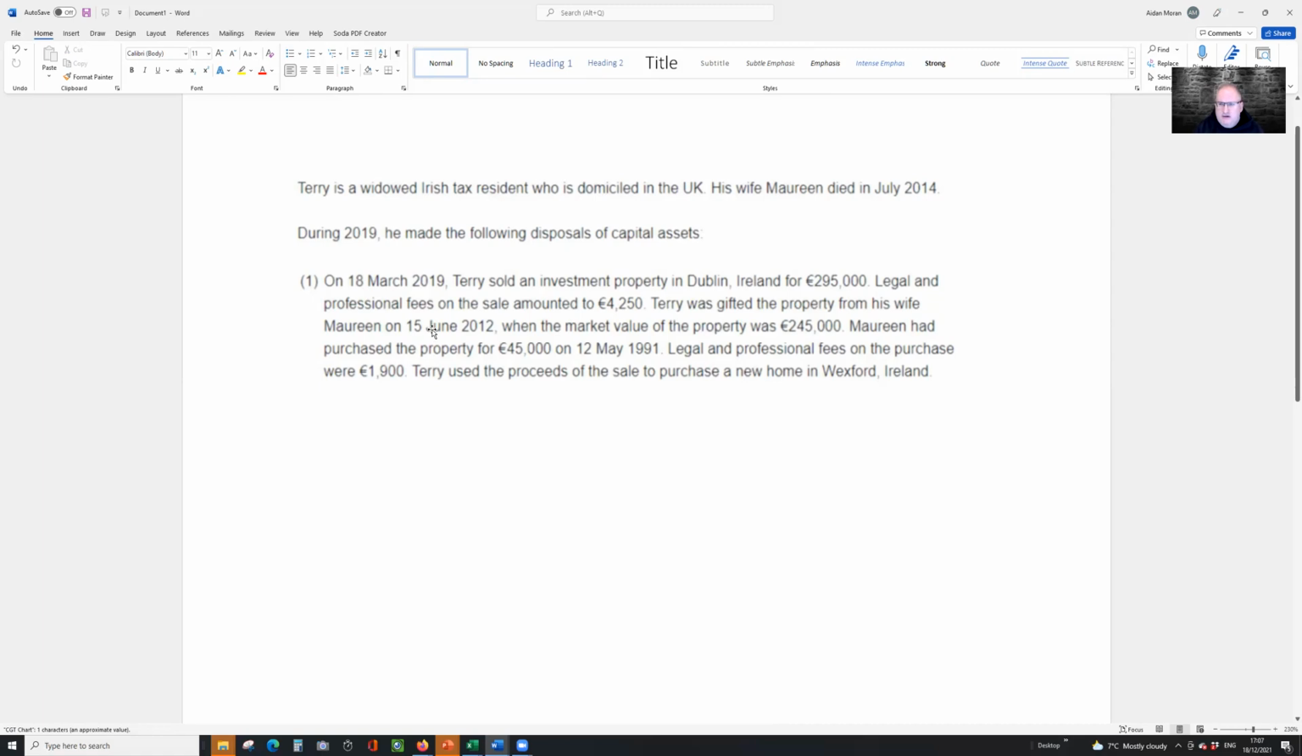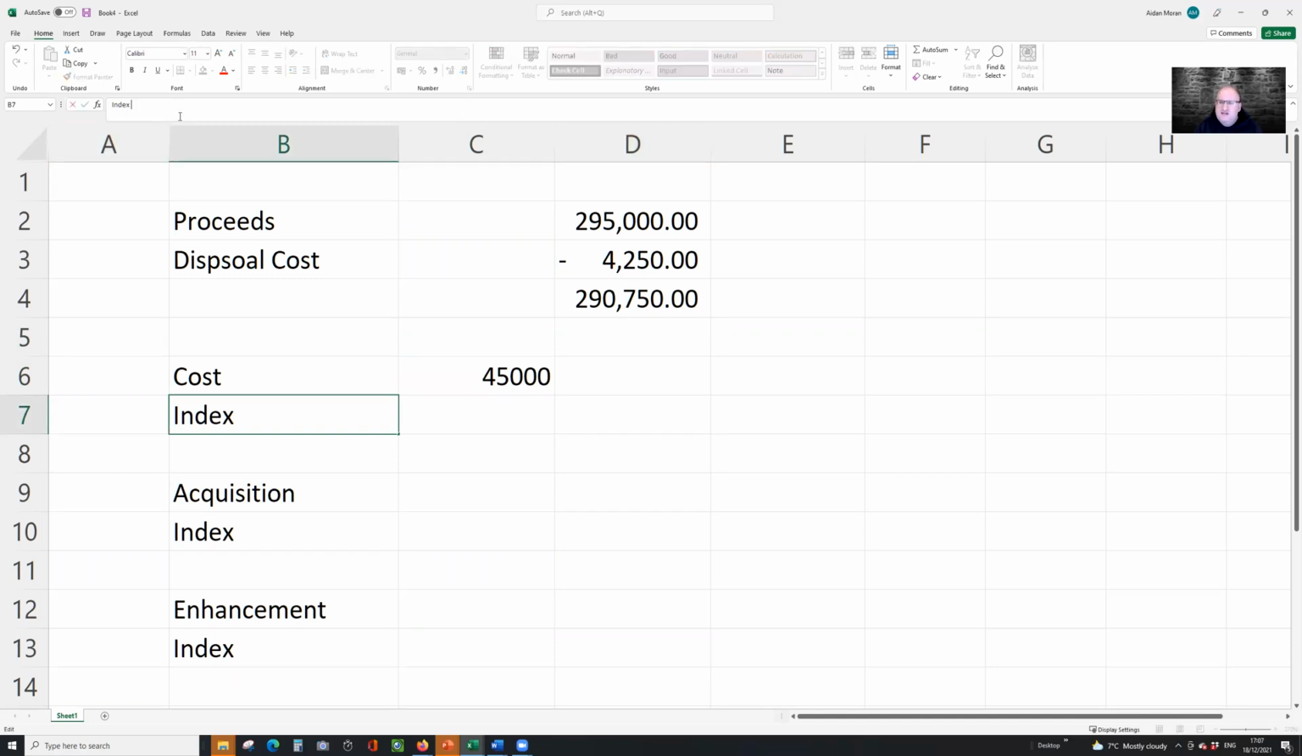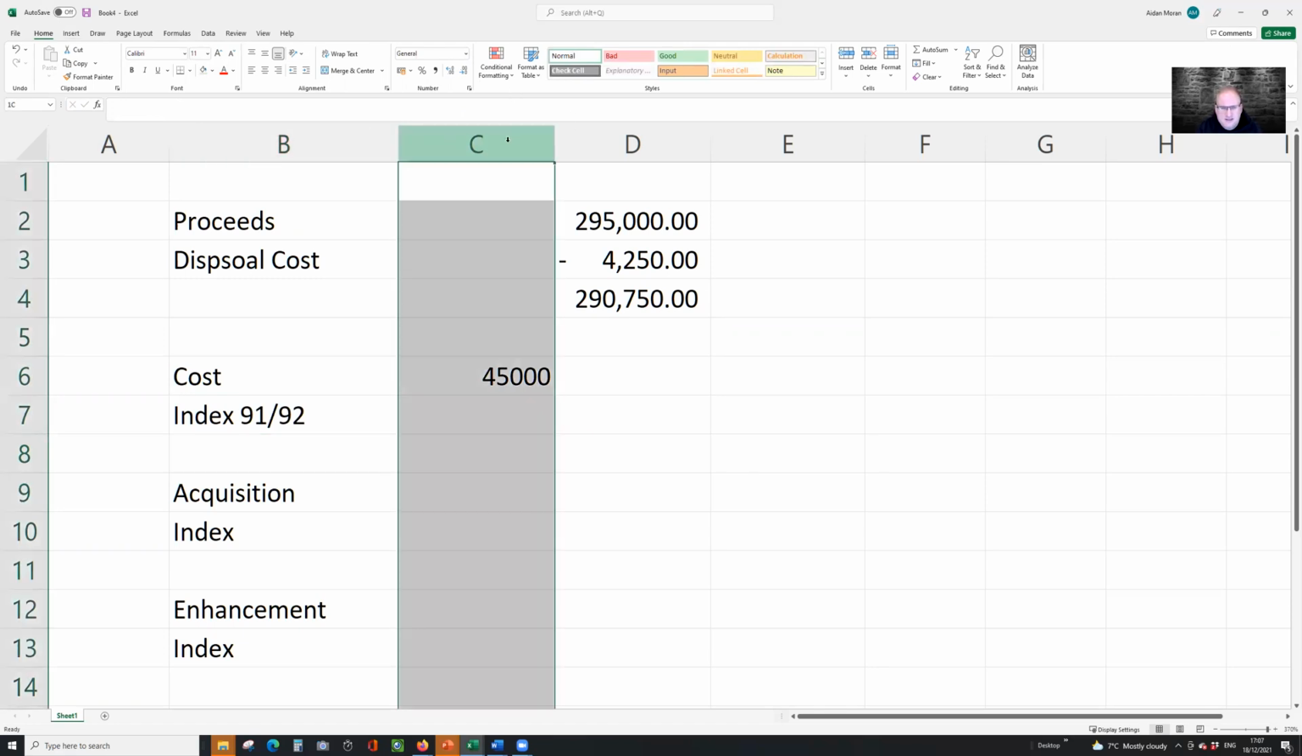What I do care about is, how much did Maureen pay for it? Maureen purchased the property for 45,000 in May 1991. That's what I care about. So the acquisition cost is going to be 45,000. The indexation is going to be May 1991. And remember, the tax year used to go from the 6th of April, so it'll be the 1991 to 1992 tax year. We'll pull that indexation factor up in a second.